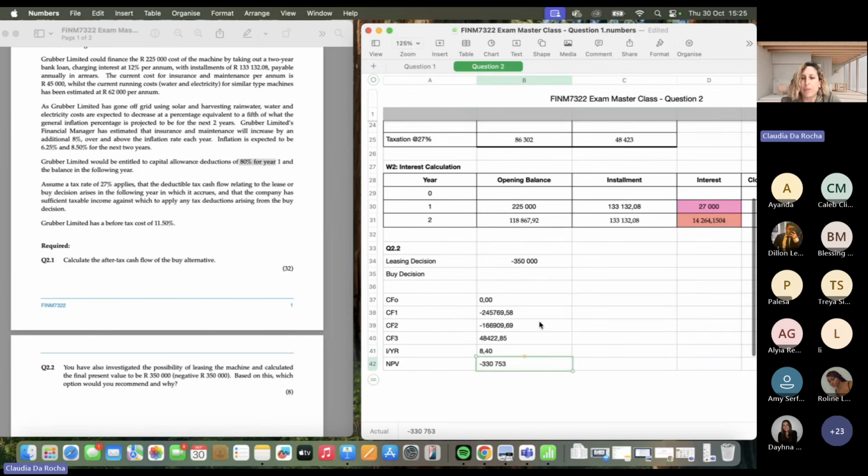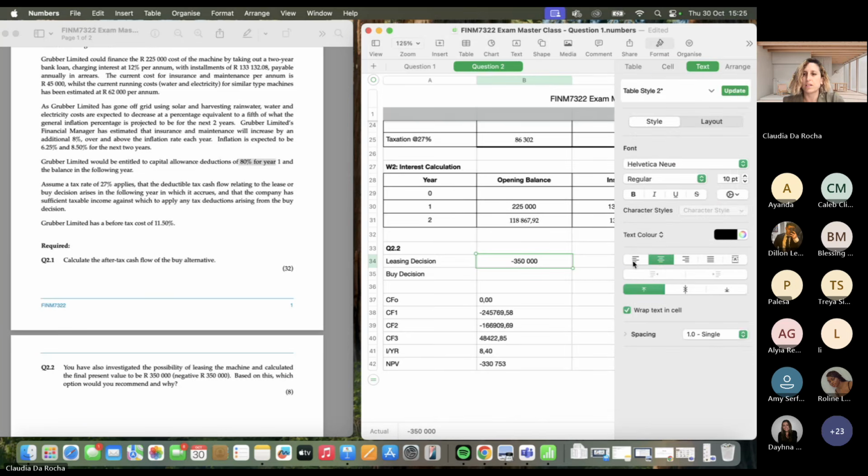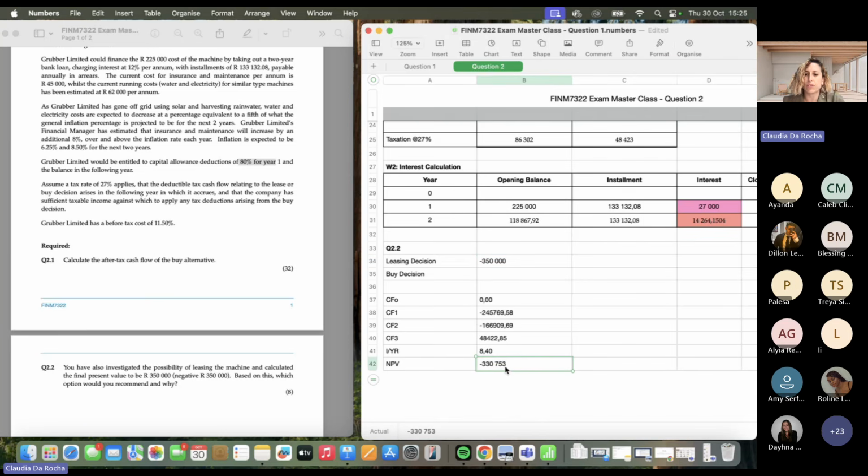And then we can compare leasing versus buying using NPV, okay? So based on this, we can see that buying is cheaper. It's 330, whereas leasing is 350. So the decision would be to buy. And we'd obviously write that in. Any questions on this?